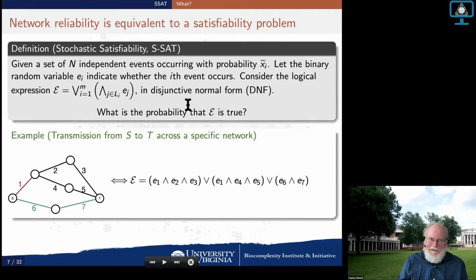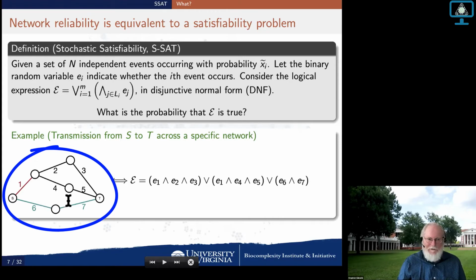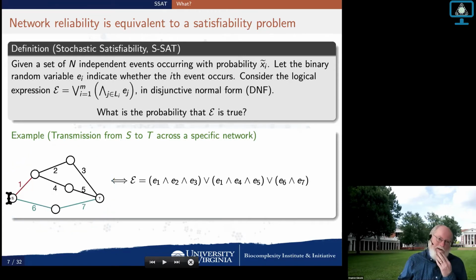So here's an example of how you get from network reliability to satisfiability and back. I'm going to consider this little toy network down here, and I want to start an infectious disease at person S, node S, and I want to know what the probability is that it reaches node T. And I'm going to assume for a while in this talk that these are homogeneous systems. So the probability of a transmission between any two people is going to be X, the same for every pair of people. The answer to this question is, well, there's only three ways it can get from S to T.